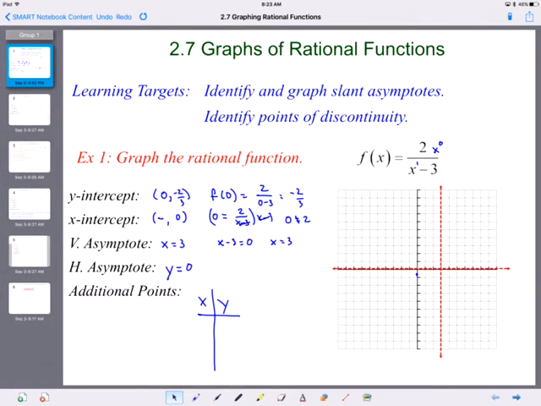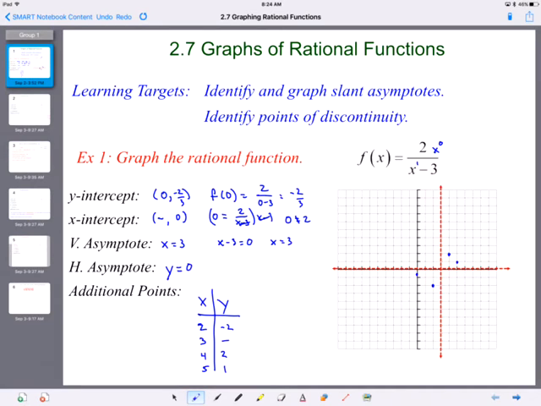And so I kind of need both screens pulled up, but let's see. We had at x is 2, we were at negative 2. At 3, we didn't have one because that's a vertical asymptote. At 4, we were at 2, and at 5, we were at 1. So at x equals 2, we were at negative 2. At 4, we were at 2, and at 5, we were at 1.